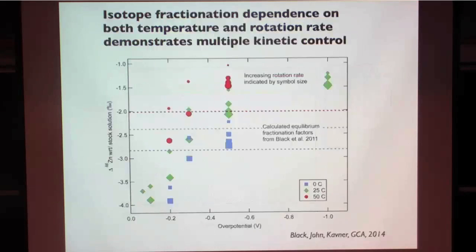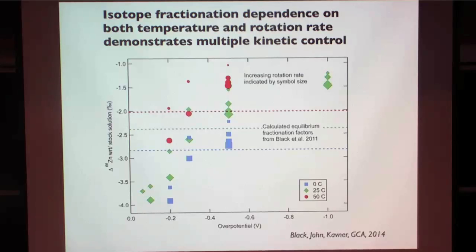So our conclusion is that the isotope fractionation that we see is dependent on both temperature and rotation rate, and that demonstrates that we have competing kinetic controls on this isotope fractionation, that we're actually able to tease out the relative effects of those controls. So here we ran a series of experiments combining the controlled hydrodynamics, or the controlled transport, with temperature. You can see when we run these experiments with a rotating disc electrode, we reproduce what we expect. As you increase temperature, you get fractionation factors that are closer to equilibrium. So as you decrease temperature, you get larger fractionation factors.